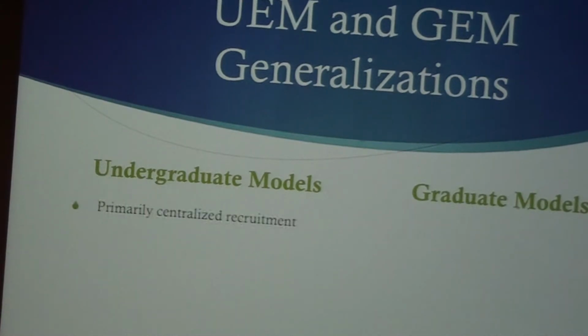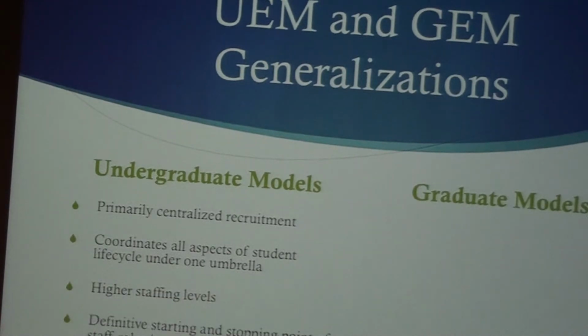various levels is that undergraduate models are primarily dealing with centralized recruitment. We see that there's coordination of all aspects of the student life cycle under one umbrella in general. There are higher staffing levels. There is a definitive starting and stopping point of staff roles and responsibilities beyond the primary function, meaning that if you're admissions, you're admissions. Okay? You stop at admissions. You don't keep going. All right? Campus leadership is more in tune with the needs of enrollment issues. And some of that's self-inflicted, and we're going to talk about that.